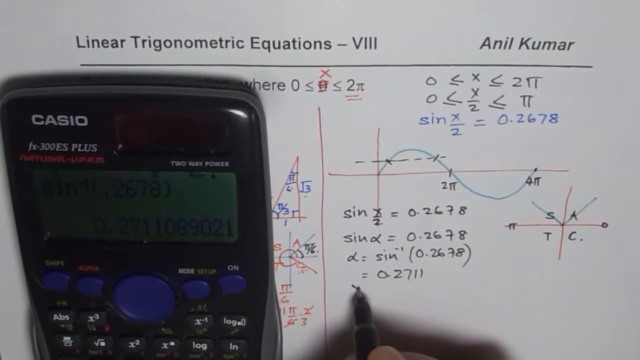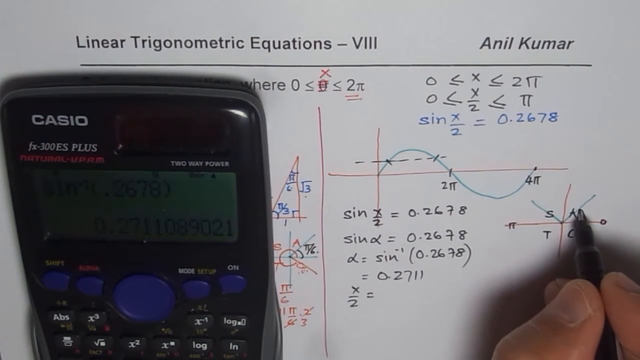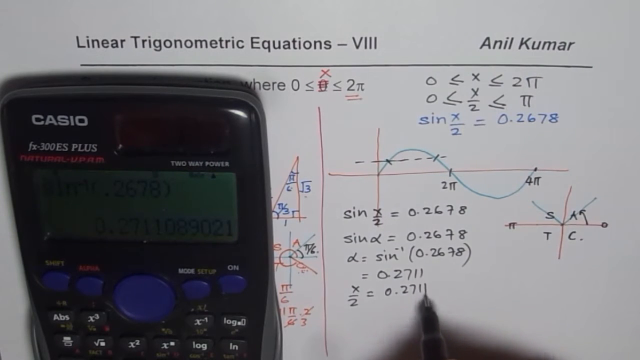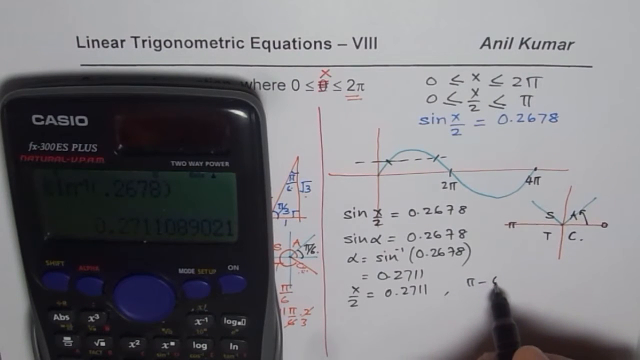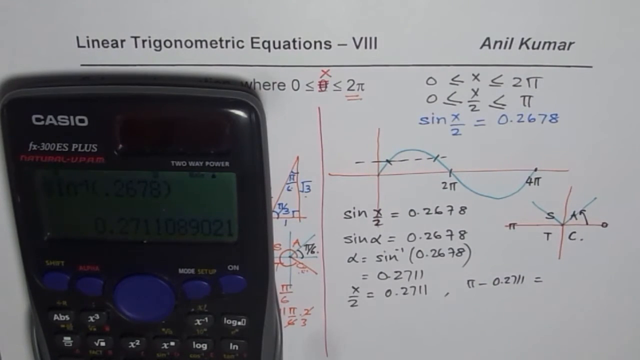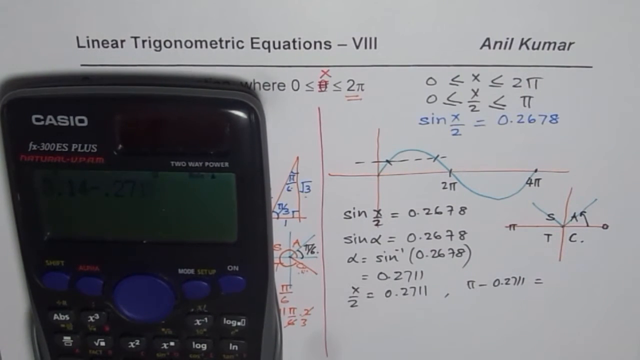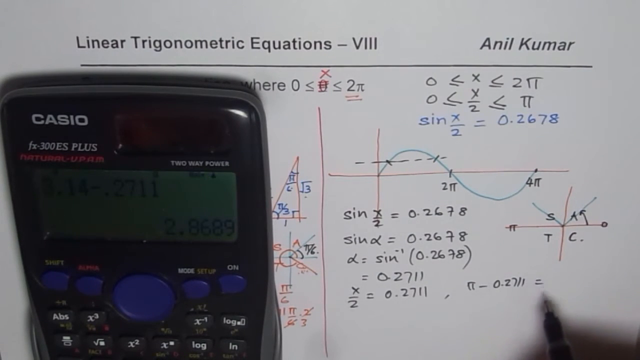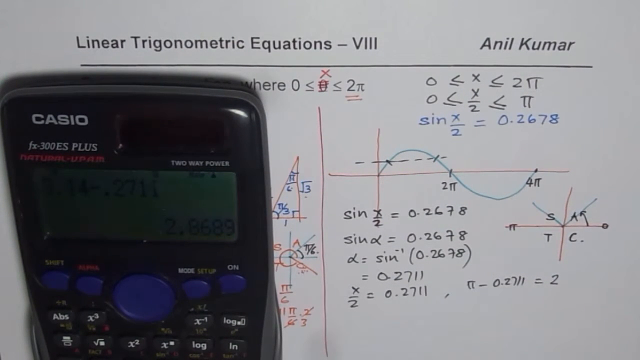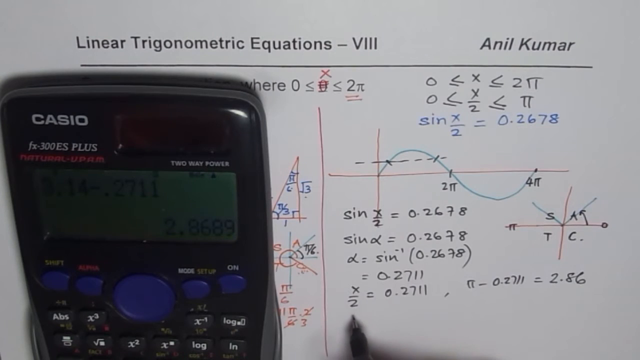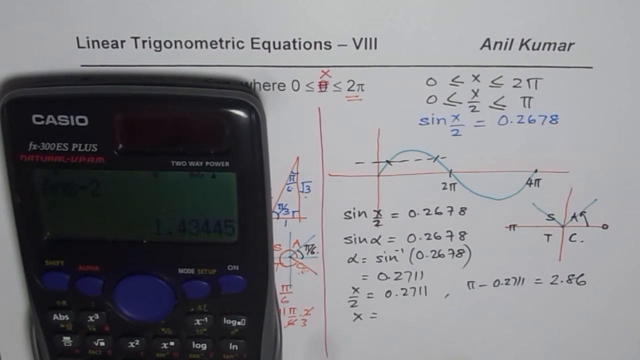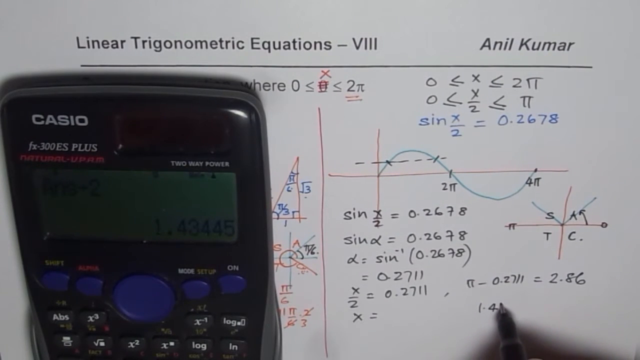So let's write down what x by 2 equals. One of the solutions is 0.2711. The other will be pi minus 0.2711, which is 3.14 minus 0.2711, right? 3.14 is the pi value, which we can take if we are looking for one decimal place accuracy. That gives 2.86. Is that okay? Now dividing by 2, we actually get the x value. So let me divide this by 2 first. So the second answer is 1.43.